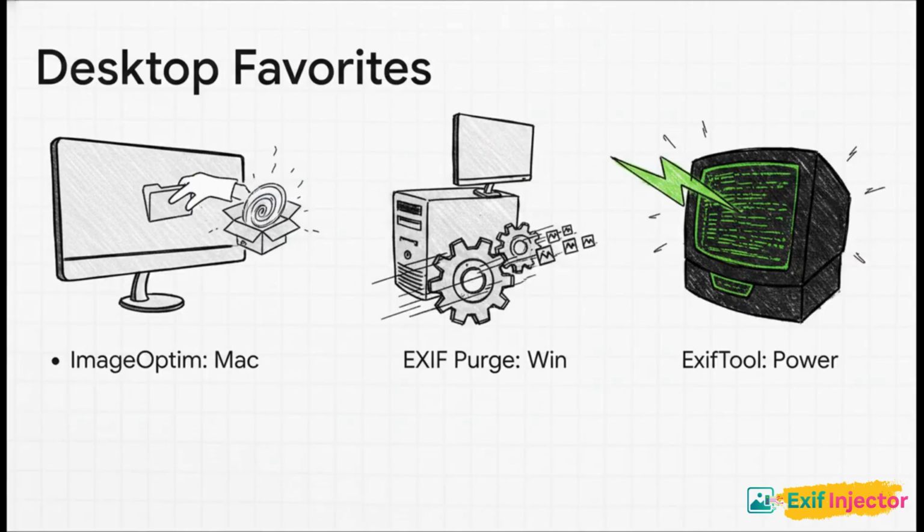For the desktop loyalists out there, Image Optimum on Mac is a fantastic free choice. You just drag a folder onto your dock and it losslessly rewrites the files. Super easy. On the Windows side, EXIF Purge is this tiny 5-megabyte standalone app that just powers through endless JPEG batches without touching your image quality. And for the power users, photographers, and scripters, you should definitely reach for the legendary ExifTool by Phil Harvey. It's a command line tool that wipes every readable tag in milliseconds.